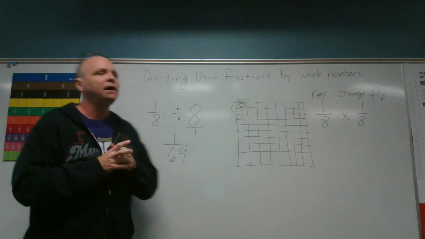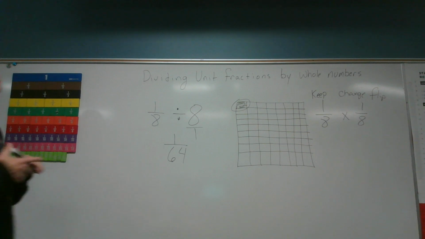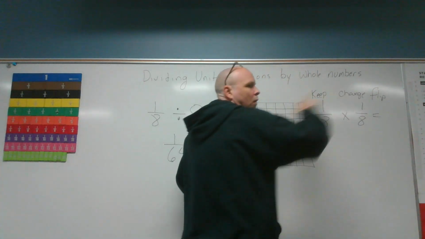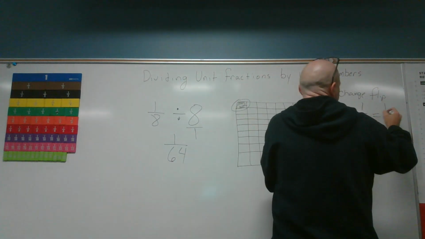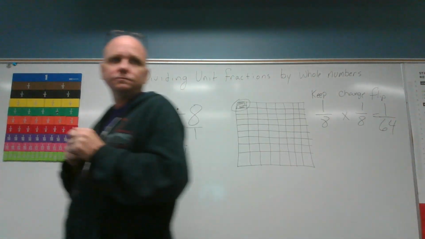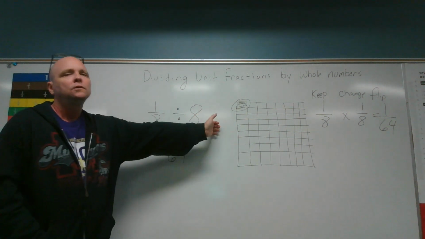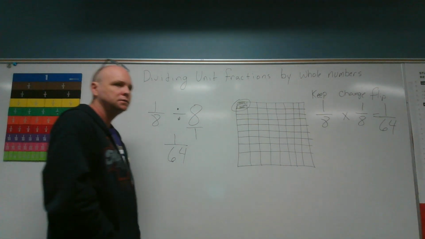Drew, how do I multiply fractions? Straight across. Numerator times numerator equals what, Drew? 1 times 1? 1. 8 times 8? 64. So 1/64. It's the same answer we got when we showed it with a drawing.